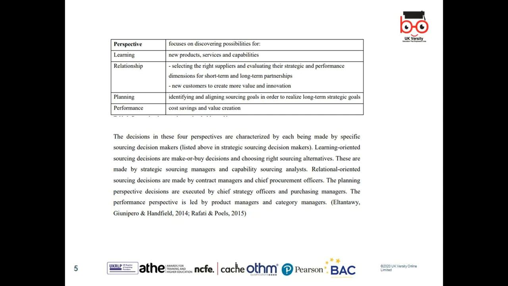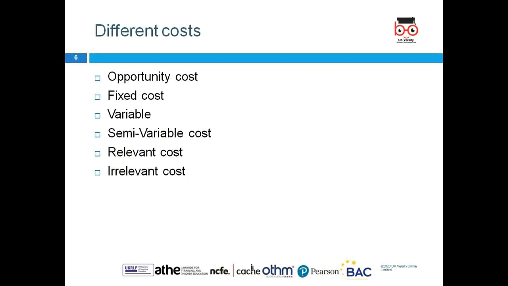So decisions in the four perspectives are categorized, each being made through specific sourcing decisions. Learning-oriented sourcing decisions are make or buy, and choosing the right source alternative. These are made by strategic source management and capability of sourcing. Relation-oriented sourcing decisions are made by the contract manager and the chief procurement officer, and the planning perspective decisions are executed by the chief strategy officer and the purchasing managers. The performance perspective is led by the product managers and the category managers, who can be well-known brand managers. All this we need to look at to improve.